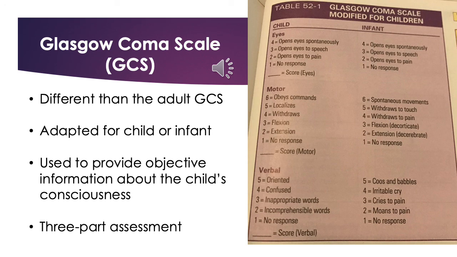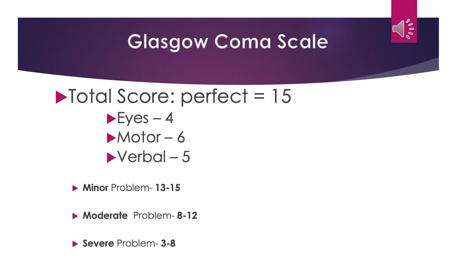So the GCS in your book is actually going to be focused more on adults, but it'll still give you a good idea of the three parts of the assessment. The one I included on the slide is actually different than the adult GCS, and this is adapted for a child or infant, and it's used to provide objective information about the child's consciousness. So I just wanted to show you on this slide so that you can see what a perfect score is for eyes, motor, and verbal, and what the numbers mean in regard to if they are minor, moderate, or a severe problem.